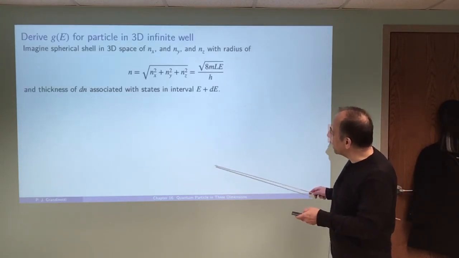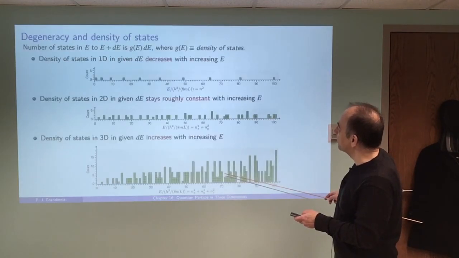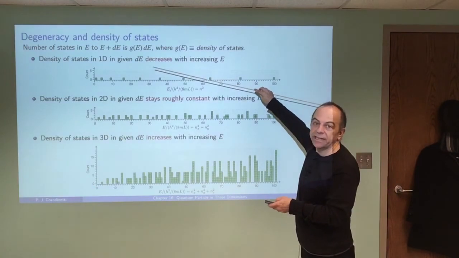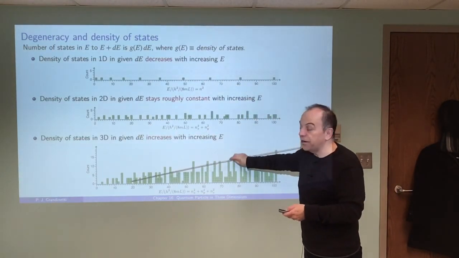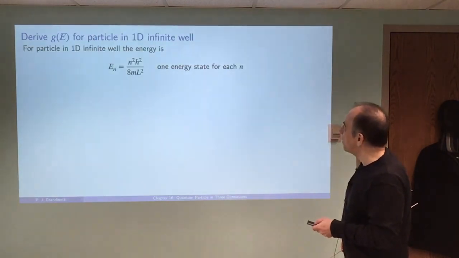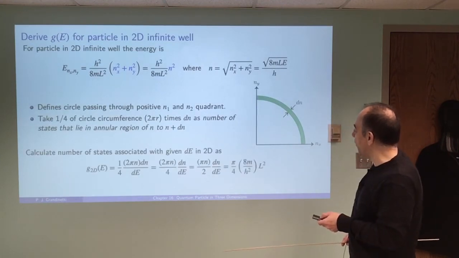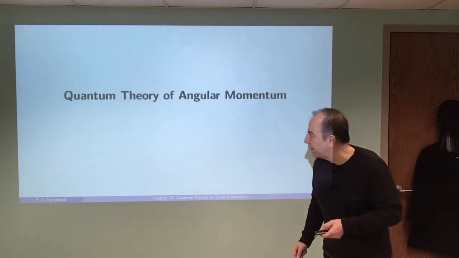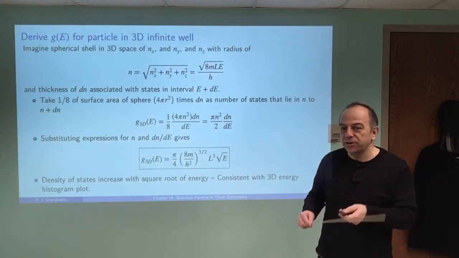So I'm going to go back here real quick and summarize. Here we see a decrease with increasing energy. It decreases as the square root of the energy. Here it's independent of energy, and here it increases with the square root of the energy. So that's it for this section, and we will continue to look at the consequences of moving from 1D to 3D.